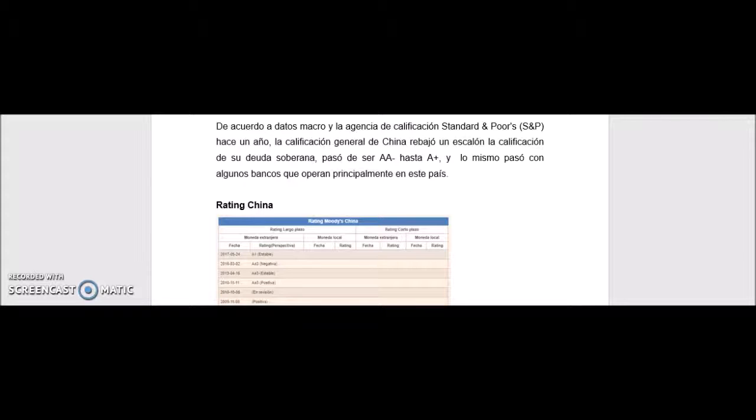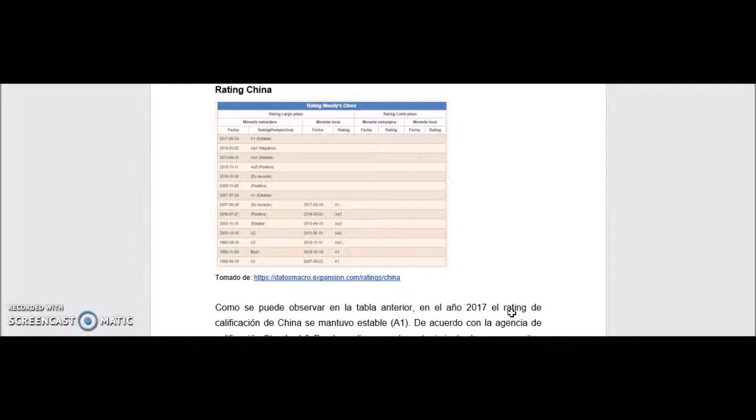So the overall qualification of China decreased from AA minus to AA plus, and the same happened with some banks that operate mainly in that country. This means that basically the projection is going to be stable, and the PIB in China will be continuing increasing. So that is very good for what we are looking for.